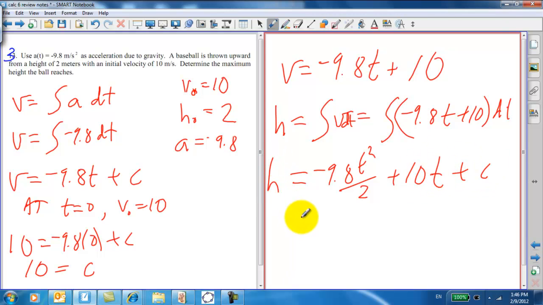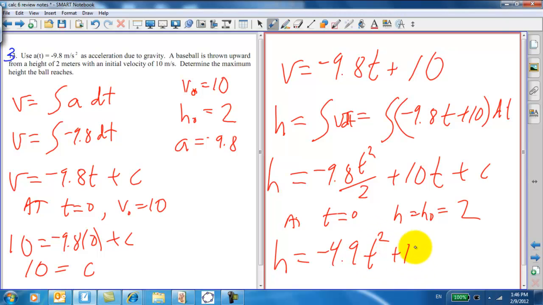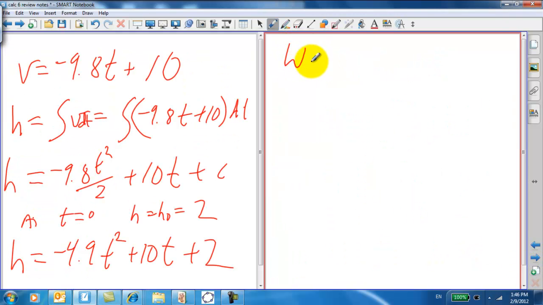And I think you have a suspicion of that: at time equals 0, h equals h naught equals 2. So we get h equals negative 9.8 divided by 2, which is negative 4.9, t squared plus 10t plus 2. There's finally our formula. Now determine the maximum height the ball achieves. When will it achieve its maximum height? When is h at a maximum?